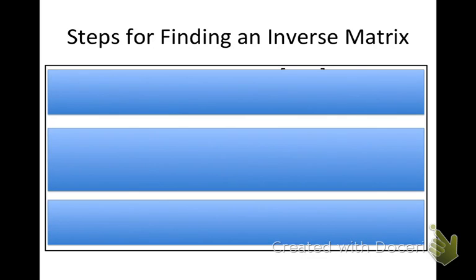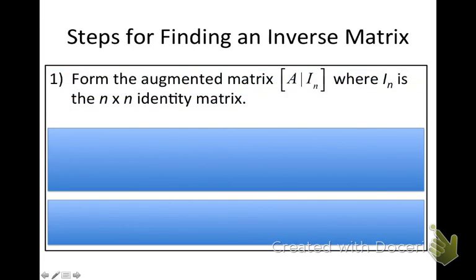Step number 1. You're going to create an augmented matrix where your matrix A is on the left side of your bar, and you're going to put the identity matrix on the right side of your bar.